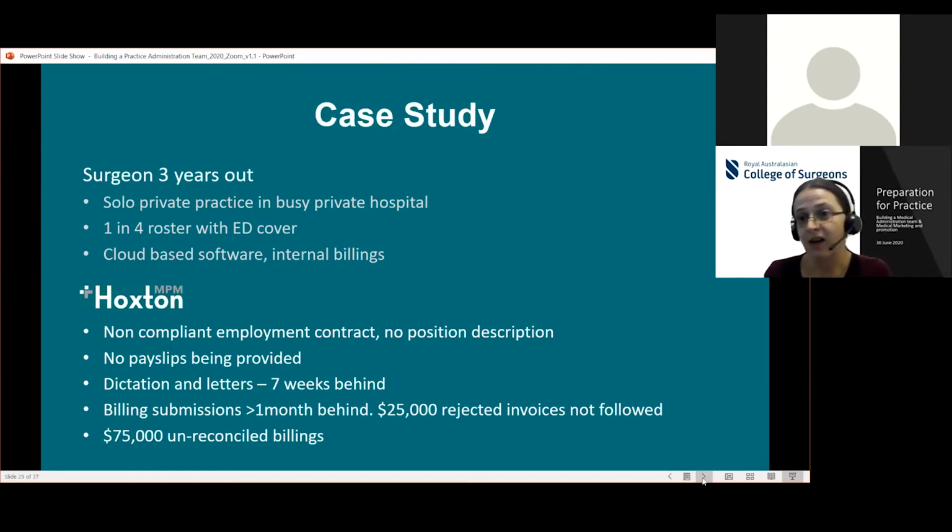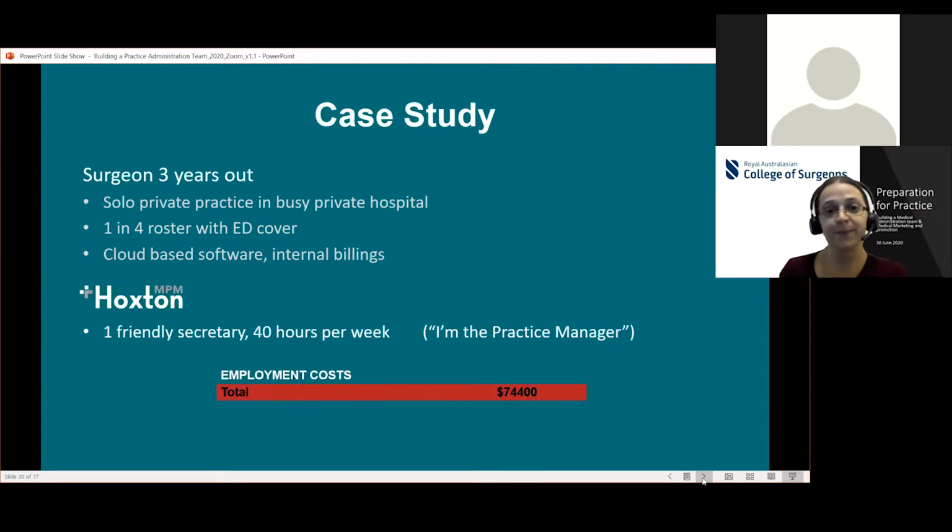A pretty common scenario though. This is not unusual to see when we have doctors who have gone and done this on their own. Again, it's not something that you get trained to do in medical school, so it is quite challenging, and you're very dependent on that person that you hire into the practice.